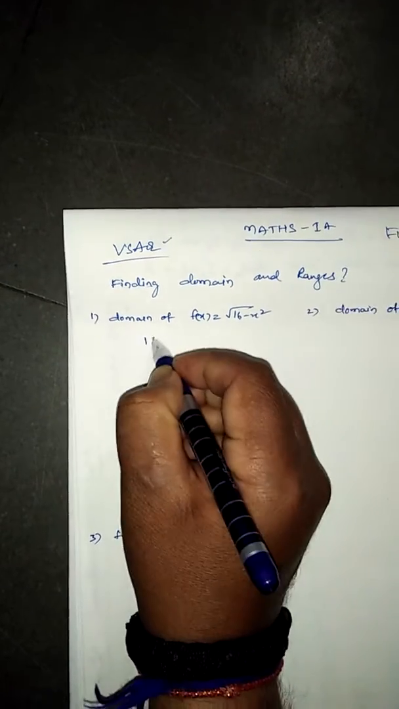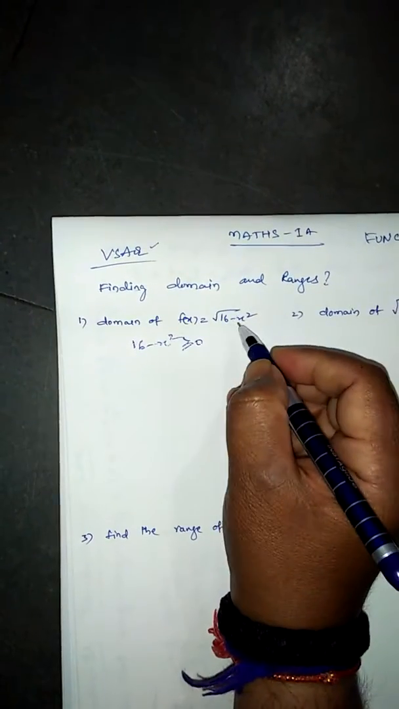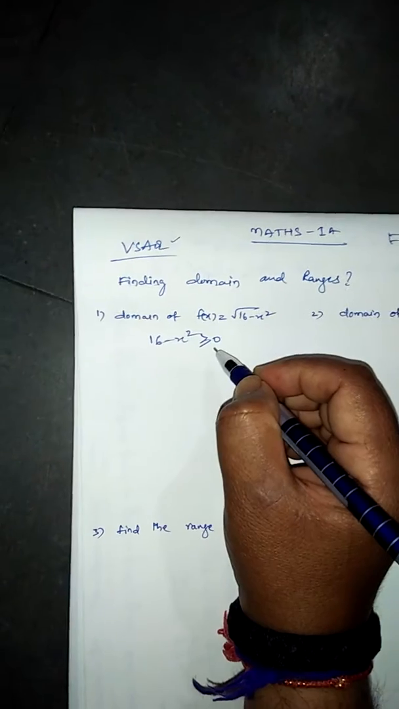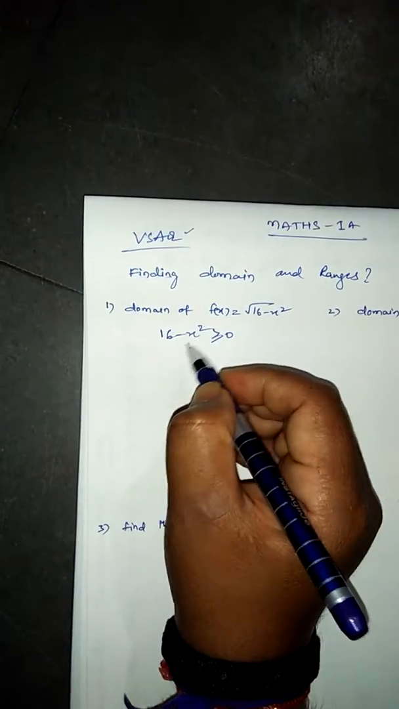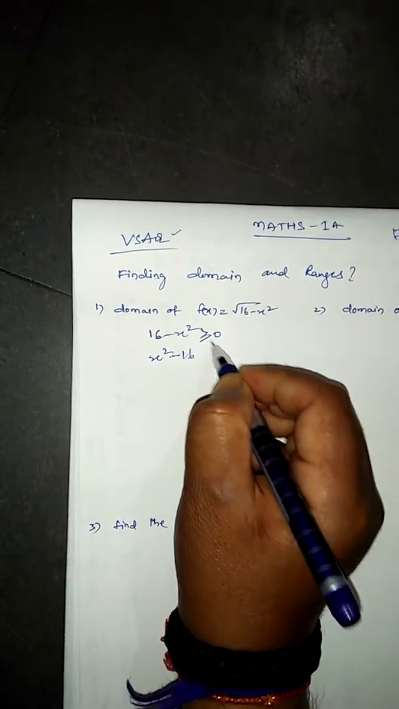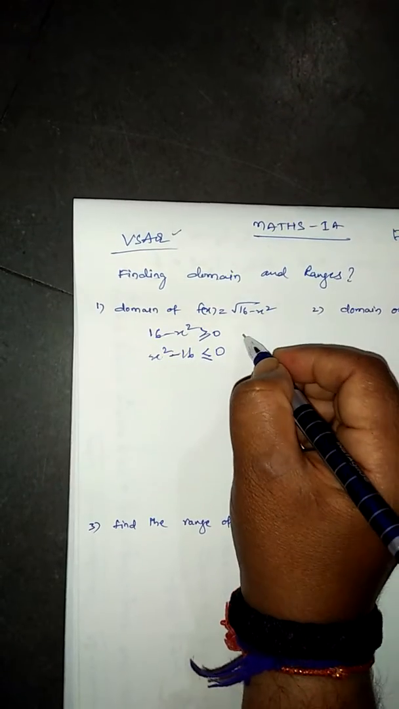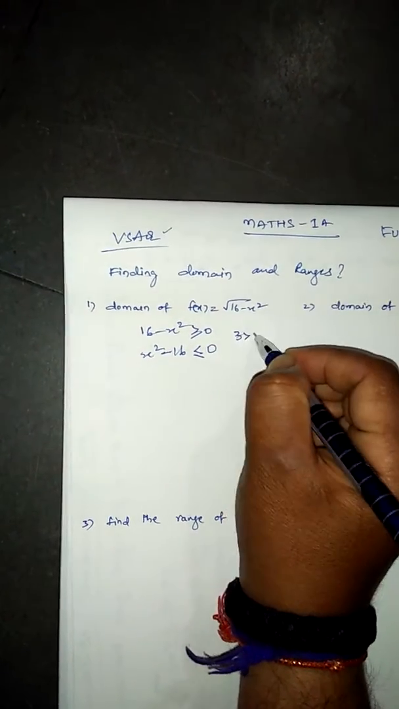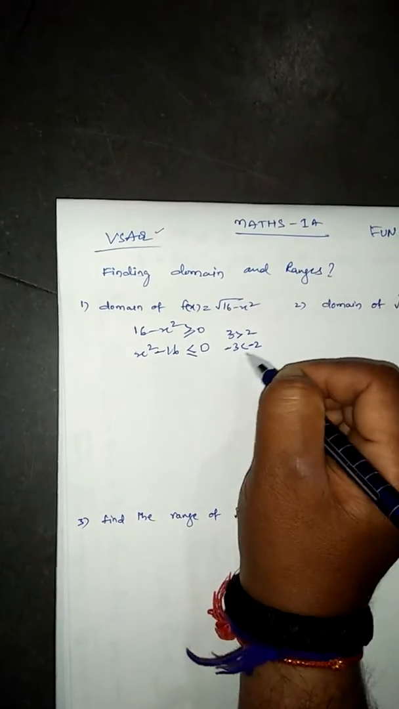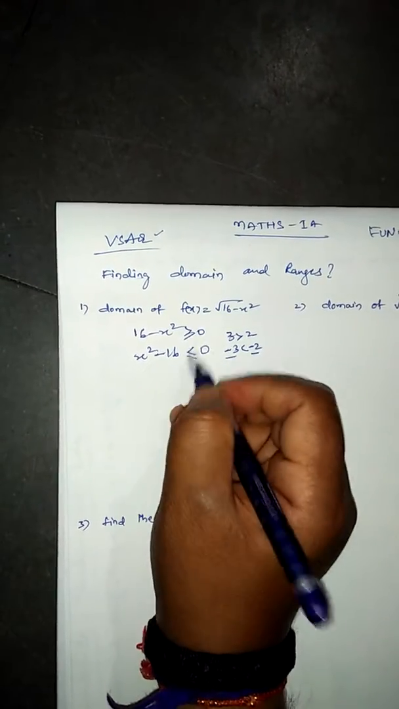So I should write 16 minus x square greater than or equal to 0. Why? Because root f(x) is valid only when f(x) is greater than or equal to 0. So here, 16 minus x square, I'm multiplying by minus, giving x square minus 16, and greater than or equal becomes less than or equal to 0. Why? Because 3 is greater than 2, but if I multiply by minus, minus 3 is less than minus 2. So that's why the symbol is changed.